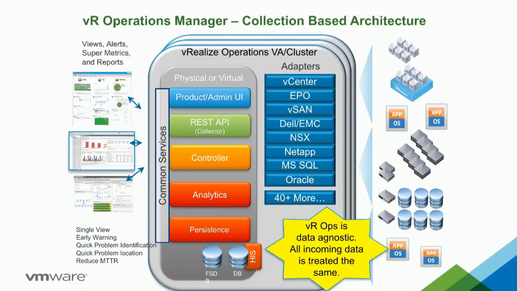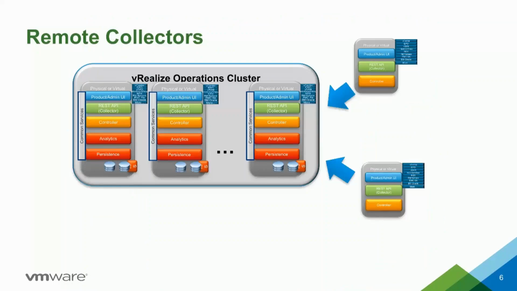So we've got a nice architecture. We build relationships between the different things. And it's very flexible on the amount of data that it can bring in. This is why sizing the environment is so important. Another part of the architecture is remote collectors. With remote collectors, you have an option when you're deploying the virtual appliance. You can tell it whether it's going to be a full node or a remote collector.